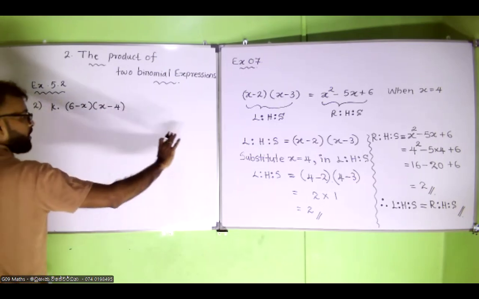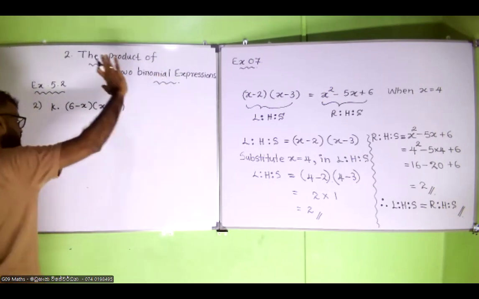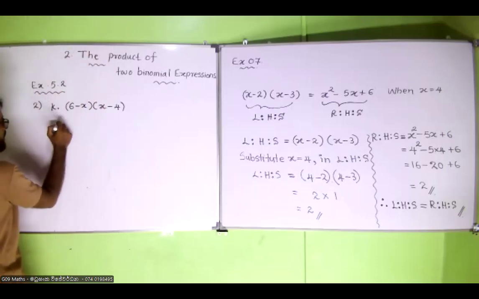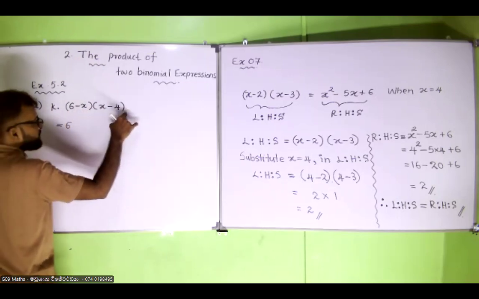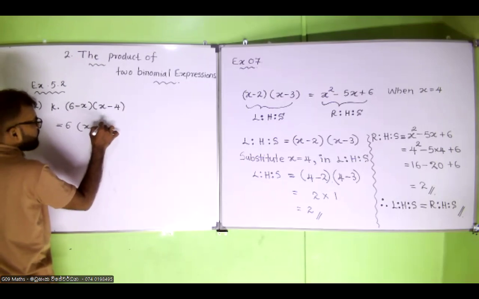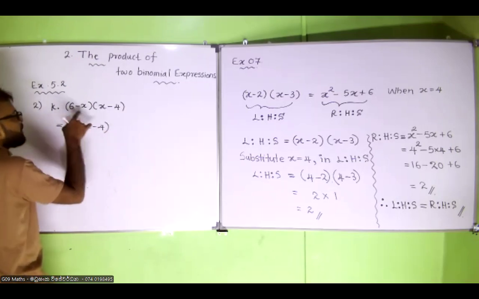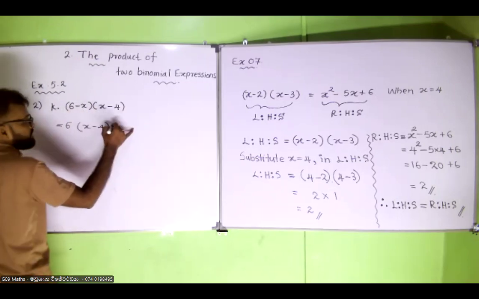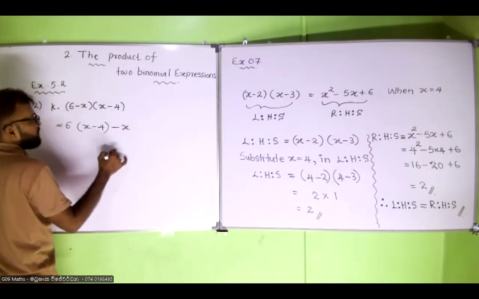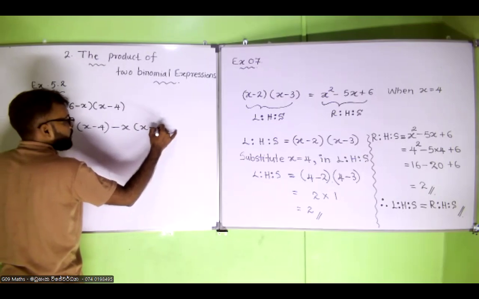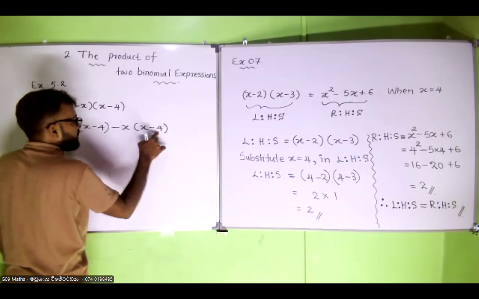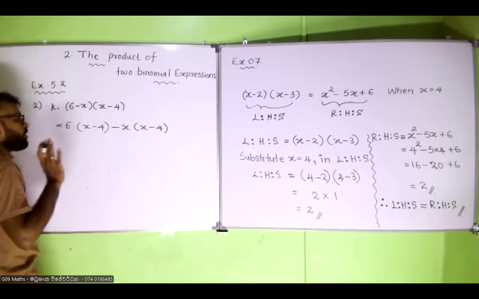So you have to do it in the same way that we have done earlier, right? Equal mark. Here you have positive 6, positive 6 into this expression, x minus 4. Here you have minus x, minus x into this expression, x minus 4. Now don't be confused when you see negative signs.